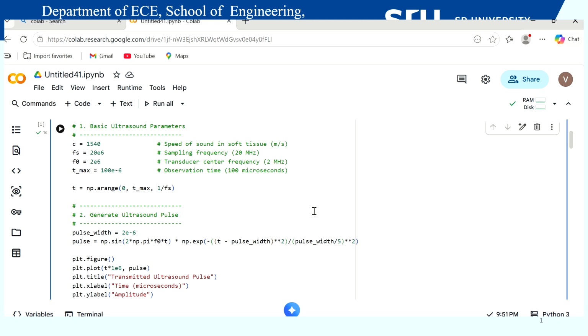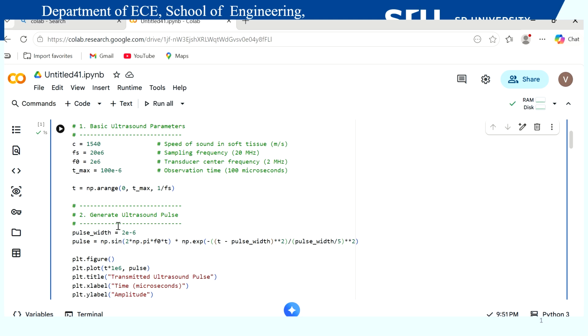And why is it used? Normally, real ultrasound pulses are short bursts. They are not continuous waves. So the Gaussian limits the sine wave to a short duration.